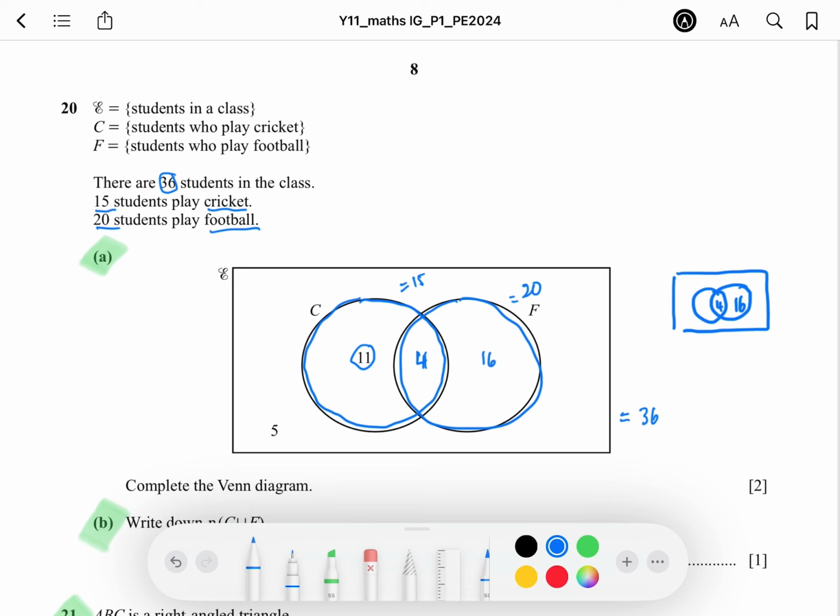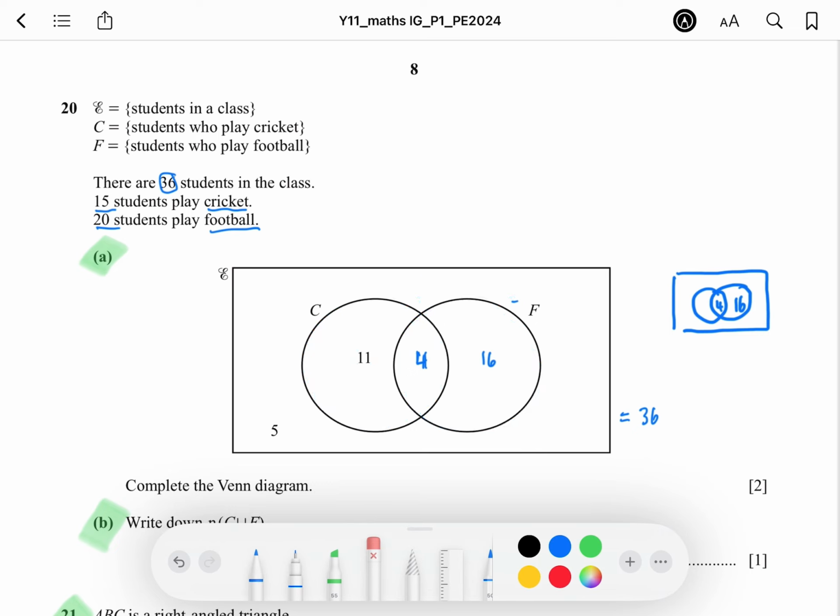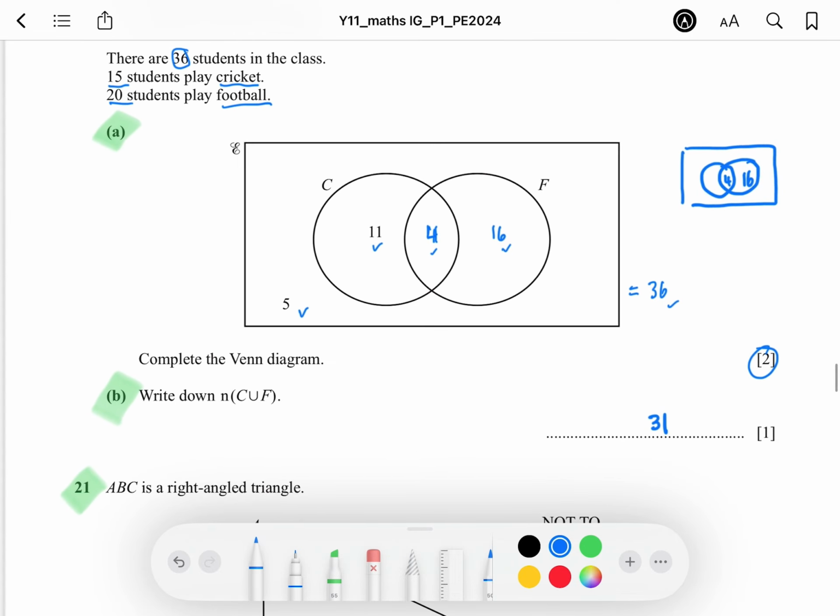Okay, so let me erase that one. Only the final answer. You can do a quick check there. You add this up. 5 plus 11 would be 16. 16 plus 4 is 20. 20 plus 16 is equal to 36. So definitely you can get the full 2 marks that way.